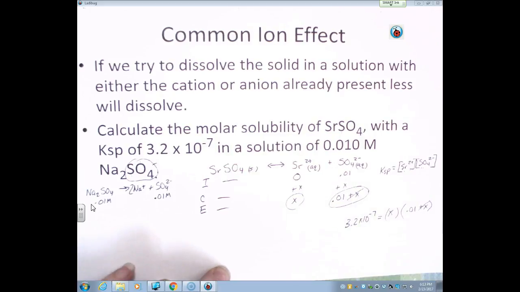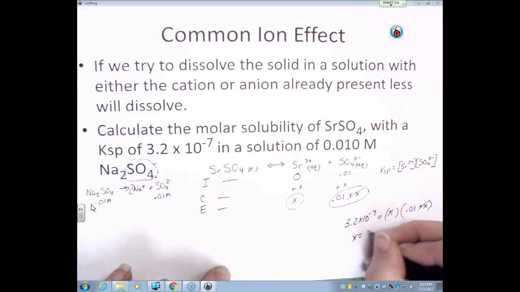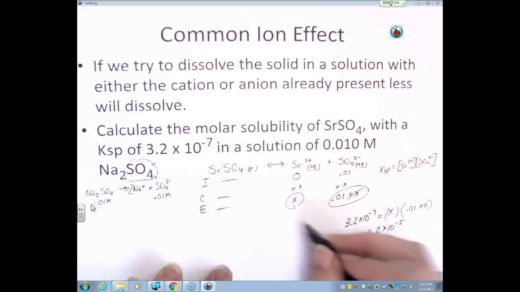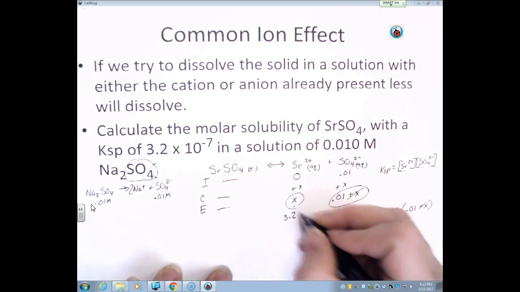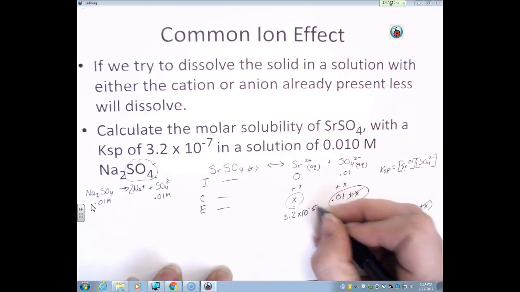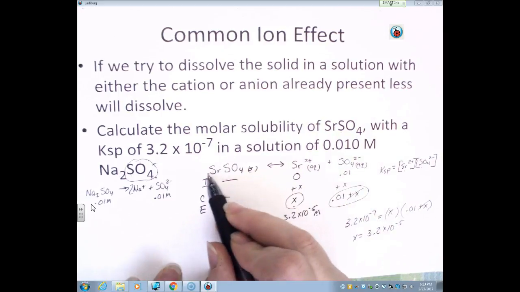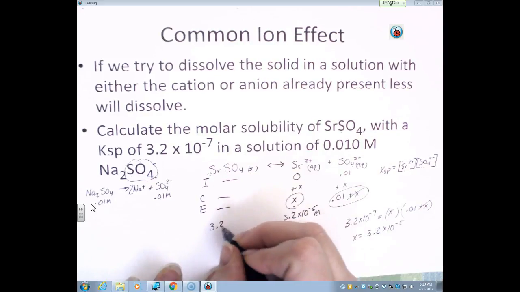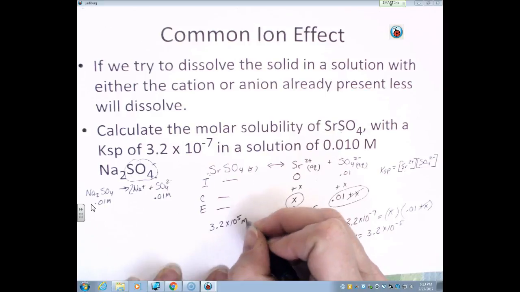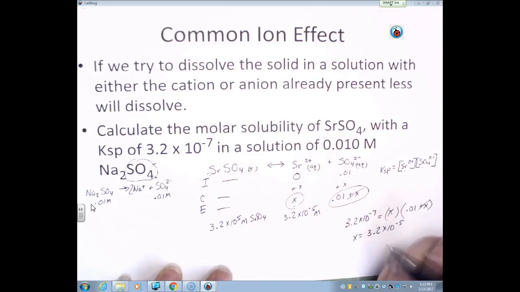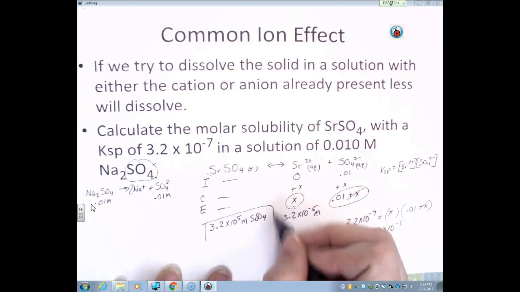Now it's very, very easy to solve for X, and so 3.2 times 10 to the negative 7 divided by 0.01 is going to give us what X is, and X ends up being 3.2 times 10 to the negative 5. That is how much of this strontium was produced. And this again is in molarity. So that's how many moles of ions. And for every ion of this produced, there's one of these that's actually splitting up. So that means there are 3.2 times 10 to the negative 5 moles of strontium sulfate that will dissolve in every liter. So that is its molar solubility right there.